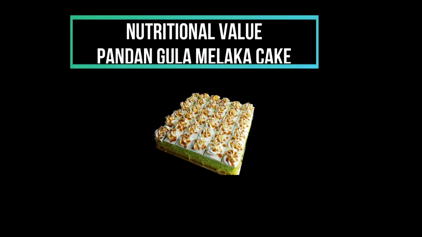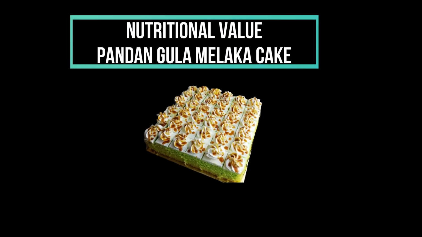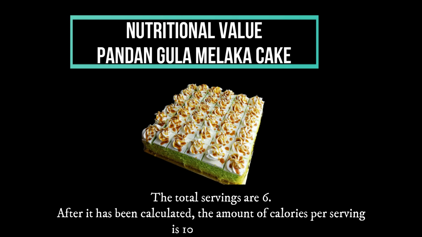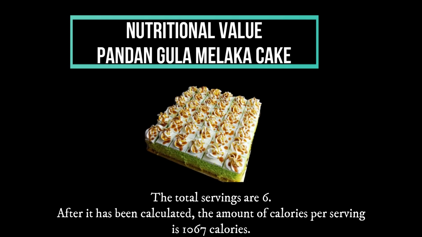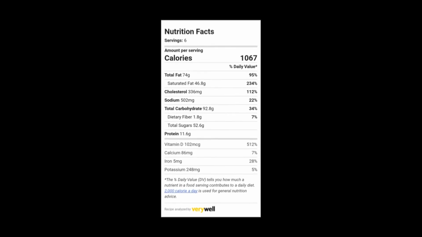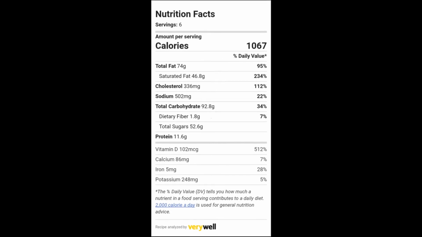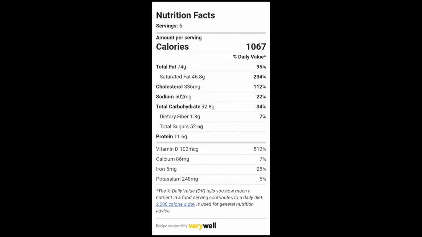Last but not least, the interesting part of food, which is the nutritional value. For Pandan Gula Melaka cake, the total servings are 6. So after it has been calculated, the amount of calories per serving is 1067 calories. And this is the following information about the nutritional value. The macronutrients are fat, cholesterol, carbohydrates, and protein. The minerals are sodium, calcium, iron, and potassium. And vitamin D is the vitamin in this Pandan Gula Melaka cake.